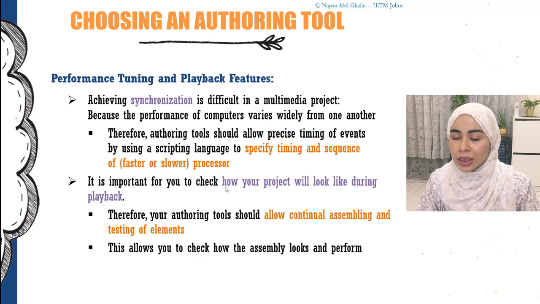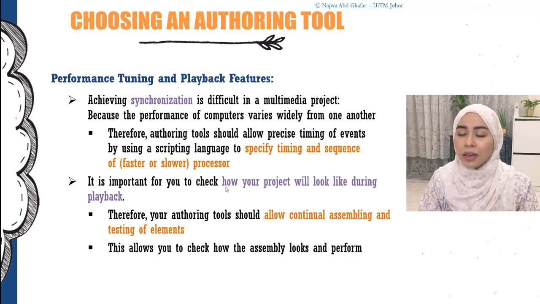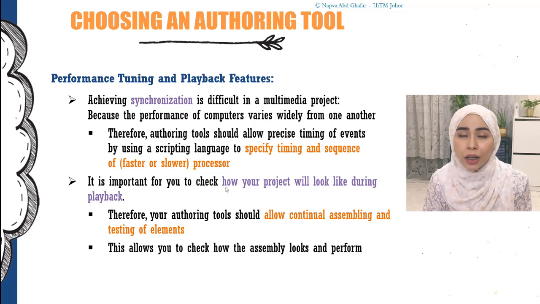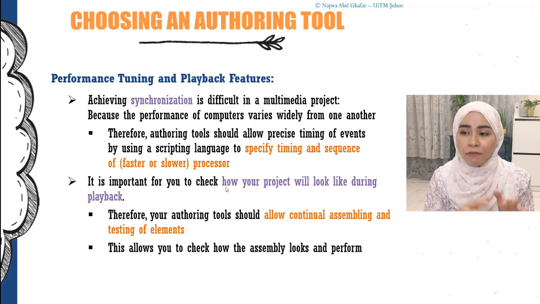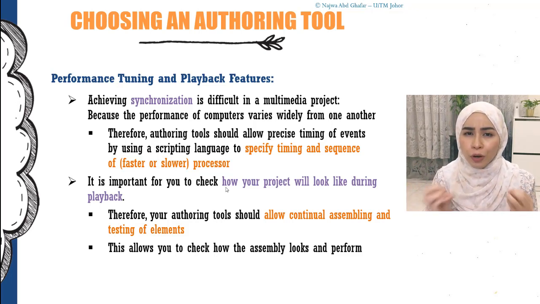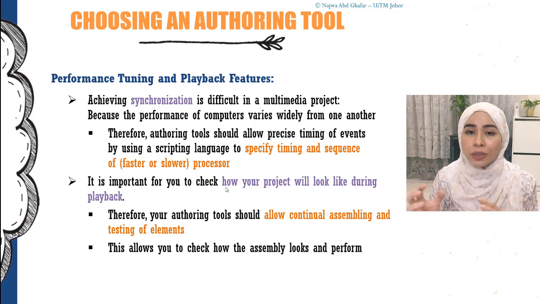This feature is called performance tuning and playback features. Achieving synchronization is difficult in a multimedia project because the performance of computers varies widely from one another. Therefore, authoring tools should allow precise timing of events by using a scripting language to specify the timing and sequence of processes. Sometimes getting synchronization within your project can be a bit tough, because the playback from one device to another can be a little bit different.